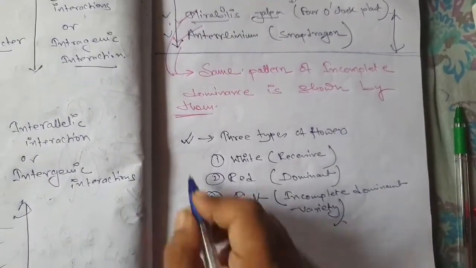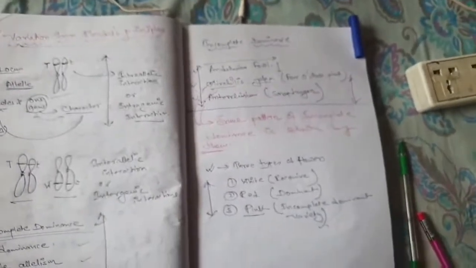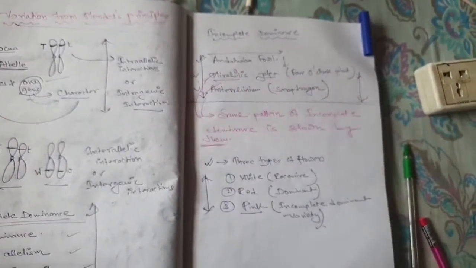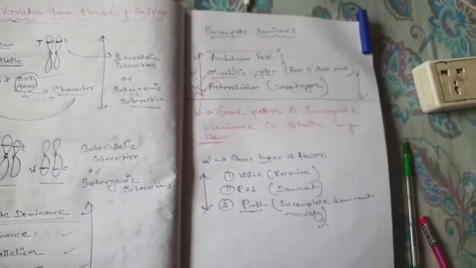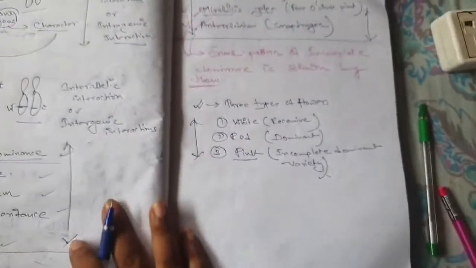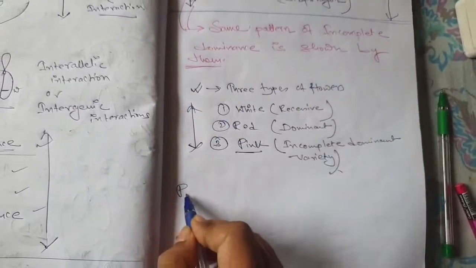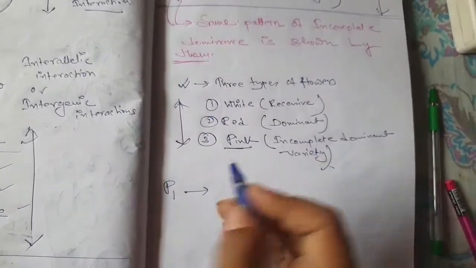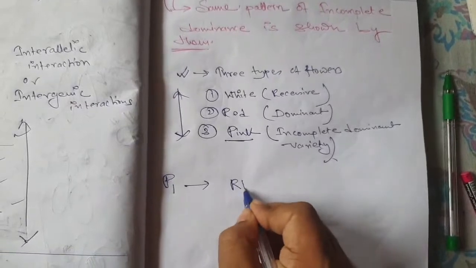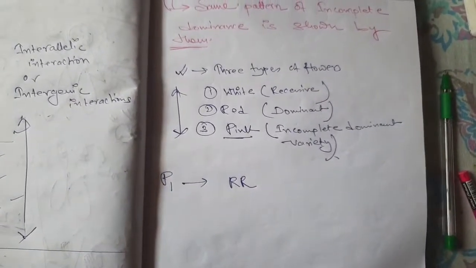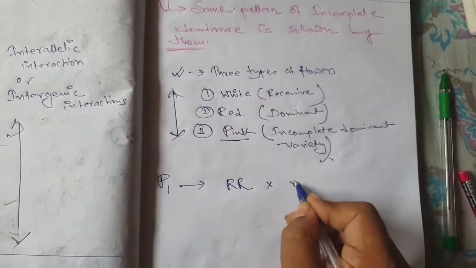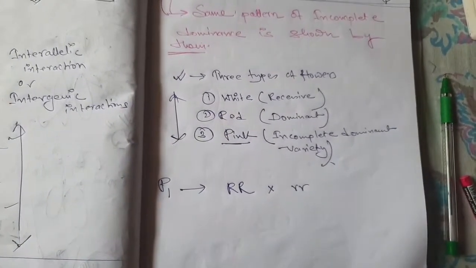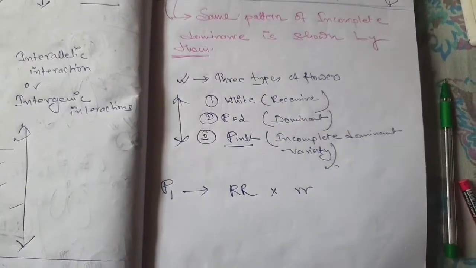Now, let us understand how and why this is a variation from Mendel's principles and how we can interpret that. According to Mendel, let the P1 generation be a dominant red flower showing plant, which is crossed with a recessive white flower showing plant.